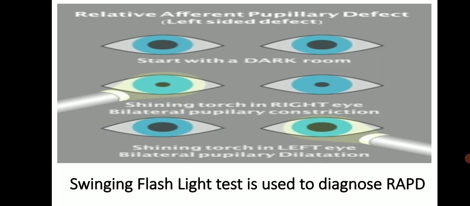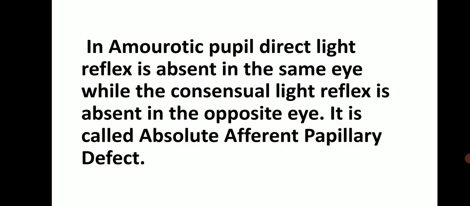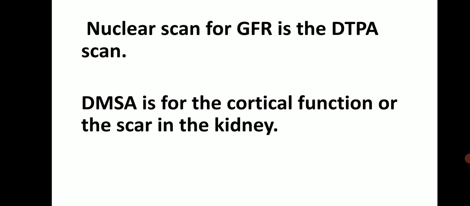Swinging flashlight test is used to diagnose RAPD. In amaurotic pupil, direct light reflex is absent in the same eye, while the consensual light reflex is absent in the opposite eye. It is called absolute afferent pupillary defect. Nuclear scan for GFR is the DTPA scan. DMSA is for the cortical function scan in the kidney.